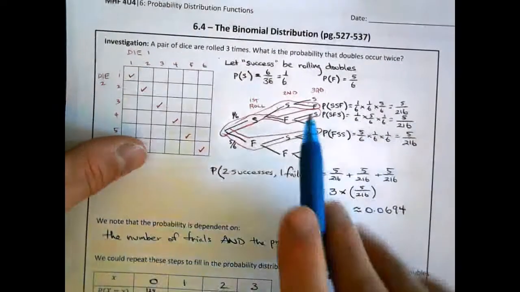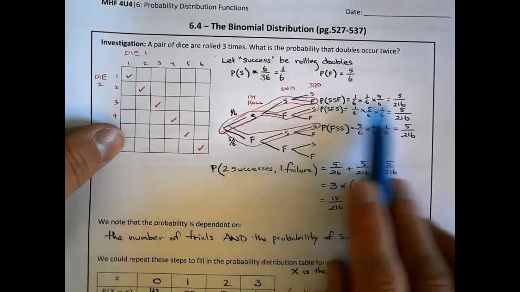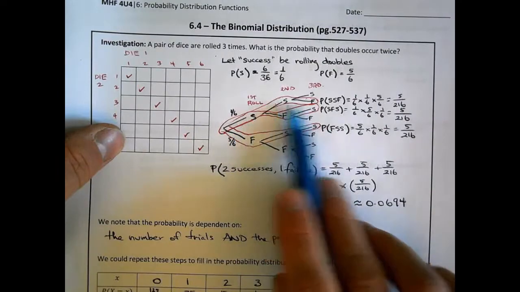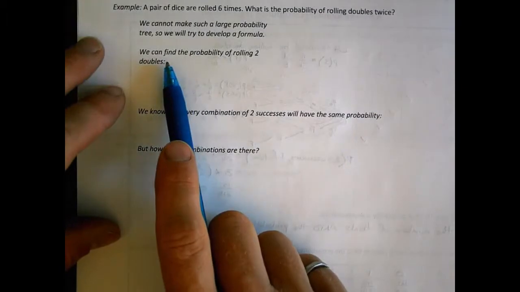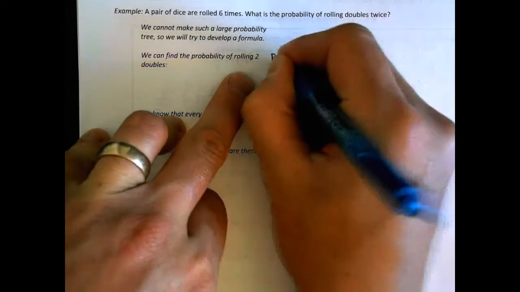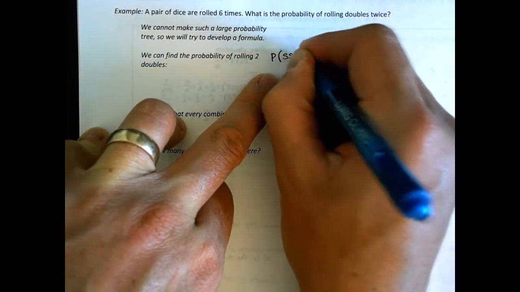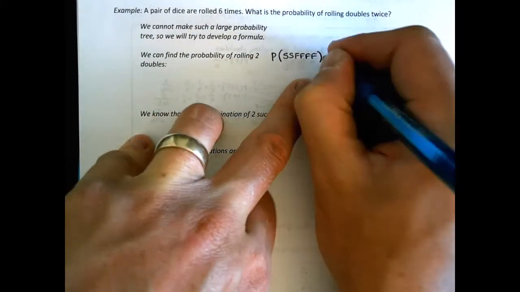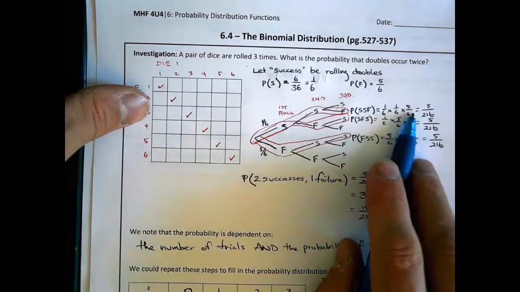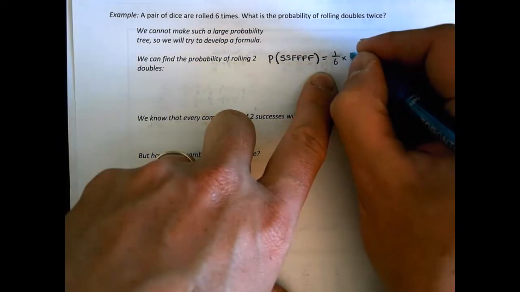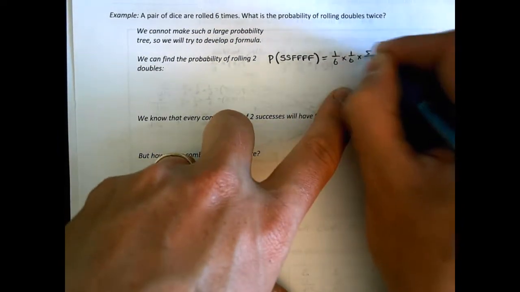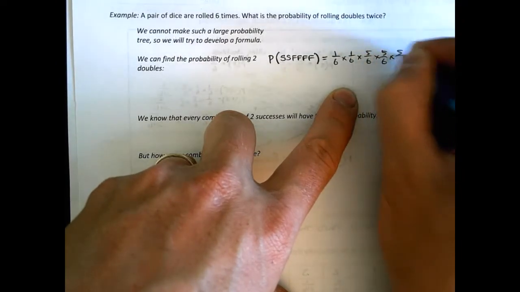Remember back here, each branch has the same probability. So the probability of rolling 2 successes and 1 failure is always the same. In this case, it'd be similar. We just want to find the probability of 1 branch. So let's look at this branch, the probability of success followed by 4 failures. We know the probability of success is 1 over 6. And again, we'll look at what we did last time. Success times failure. So I have 1 over 6 for success times 4 failures: 5 over 6 times 5 over 6 times 5 over 6 times 5 over 6.